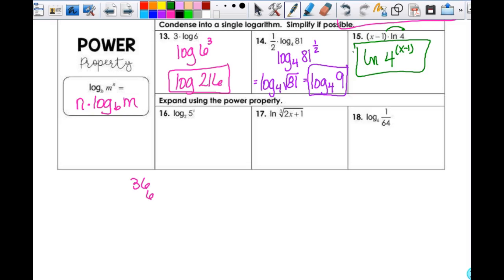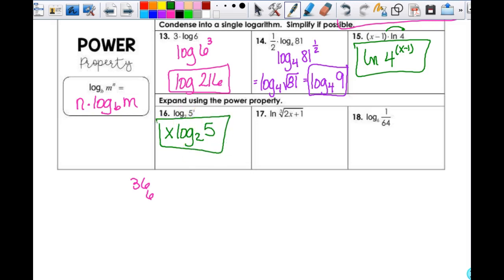Okay, so then this says to expand. Log base 2 of 5 to the x power. Mine's just a blob. Okay, so this x comes out to the front, so this will be x times the log base 2 of 5. And that's the best you can do.